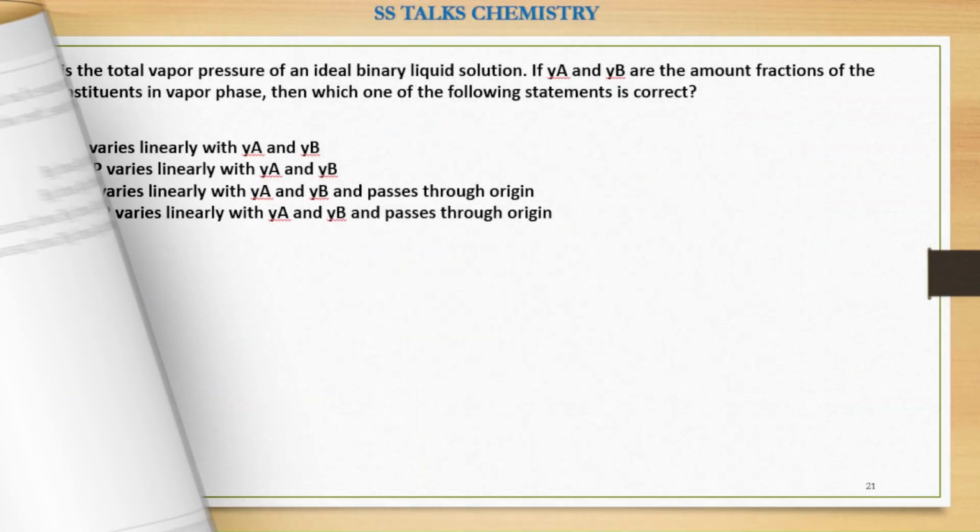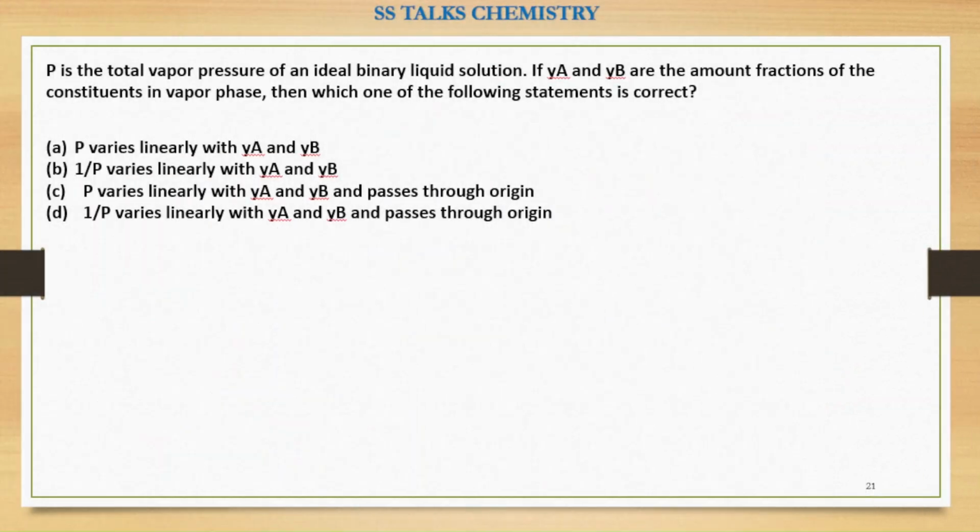Next we have this question. It says P is the total pressure of an ideal binary liquid solution. If Ya and Yb are the mole fractions of the constituents in the vapor phase, then which of the following statements is correct? So we know this, the partial pressure is equal to the mole fraction into the P total of it, right? This relationship we know.